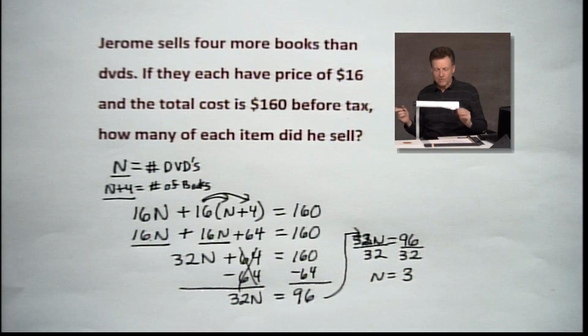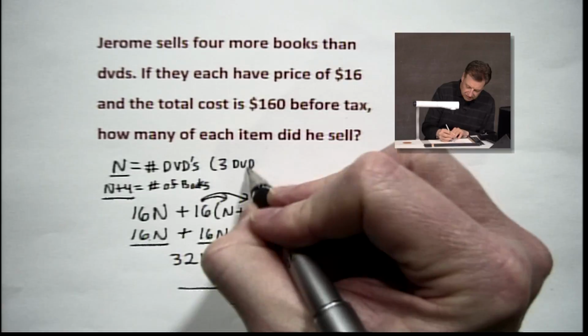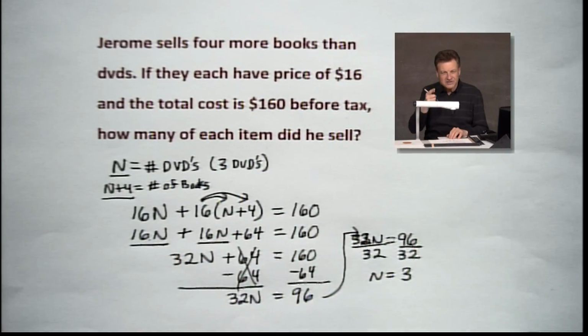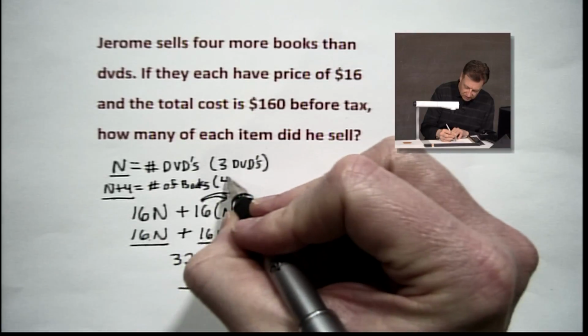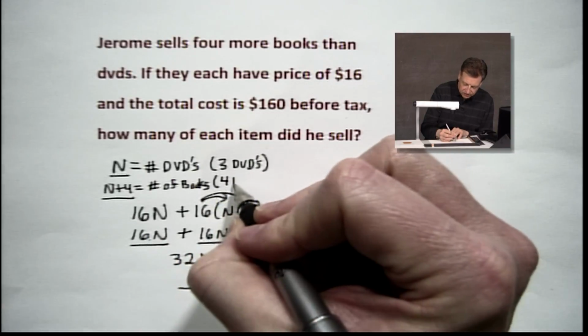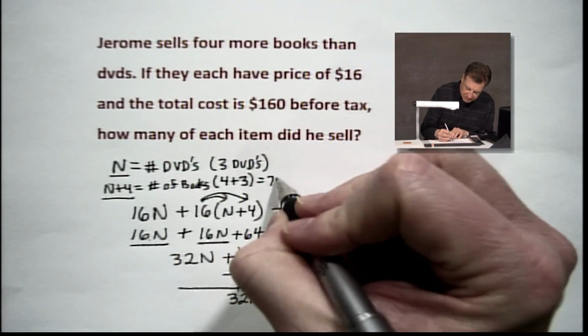You say, what does that stand for? That's our DVDs. We have 3 DVDs. You said what? He sold 4 more books? That would give me 4 plus 3. Because n is 3, we add 4 more. That gives us 7 books.